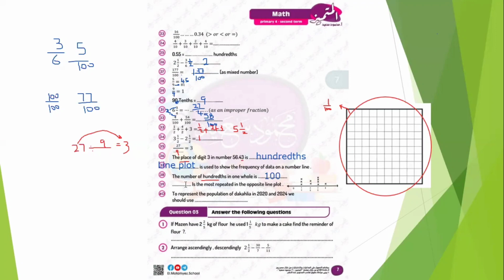39. What is the most repeated in the opposite line plot? The most repeated number is 3/4. Why? Because it is repeated 1, 2, 3, 4 times.